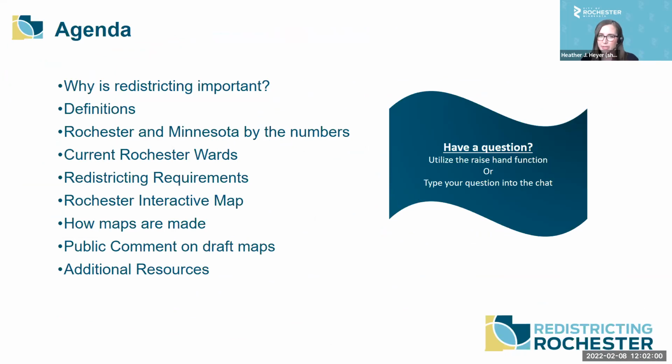But I do have a lot of information to cover, starting out with the important question, which is why is redistricting important? I'll go through some definitions and then just review Rochester and Minnesota census information. We'll look at the current ward maps, the redistricting requirements. I'll share with you our Rochester Interactive Map, talk just briefly about how maps are made, and then go into what to expect for the public comment period when we have draft maps available, as well as some additional resources.